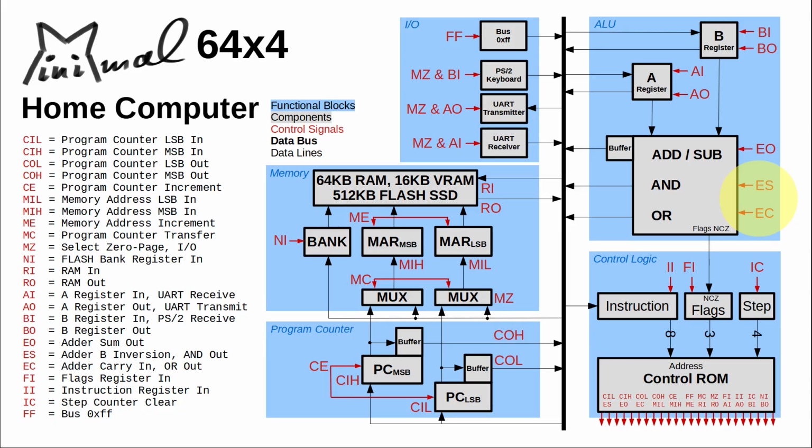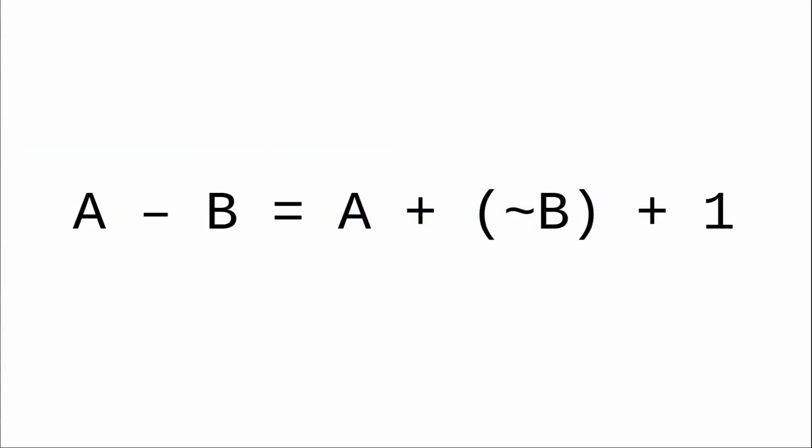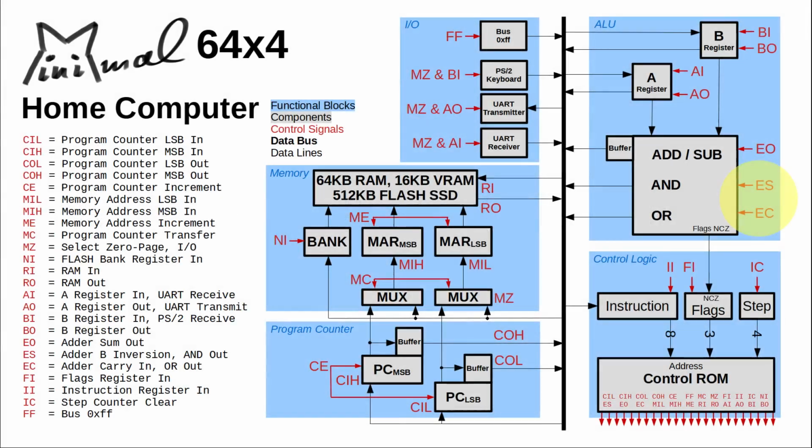This allows us to perform subtractions too, since in 2's complement, A minus B equals A plus B inverted plus 1. Thus, in order to output A minus B, the control signals EO, ES and EC must be active simultaneously. Depending on its arithmetic result, the ALU sets 3 flags: the negative flag, the carry flag and a 0 flag. In addition to that, the ALU may output the result of a bitwise logical AND and a bitwise logical OR operation.